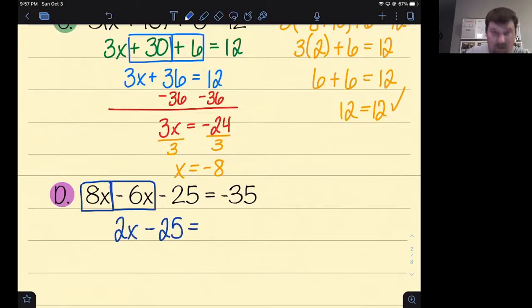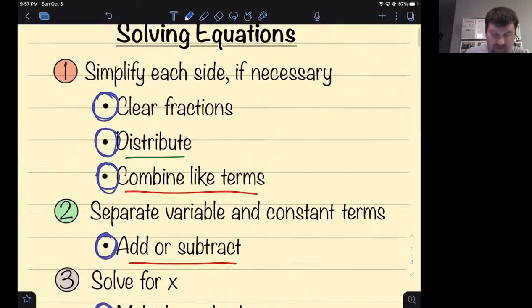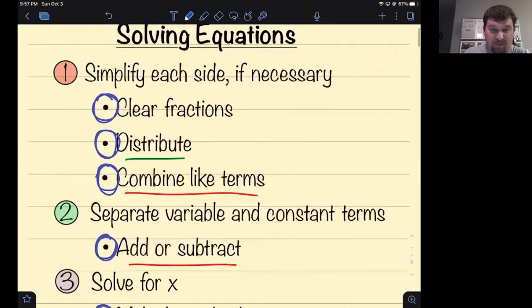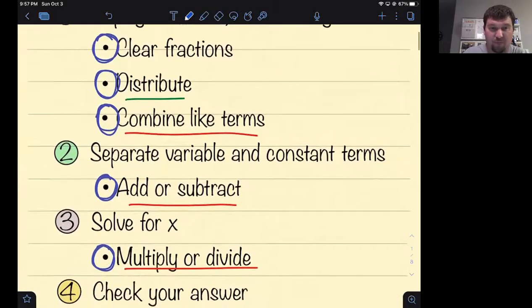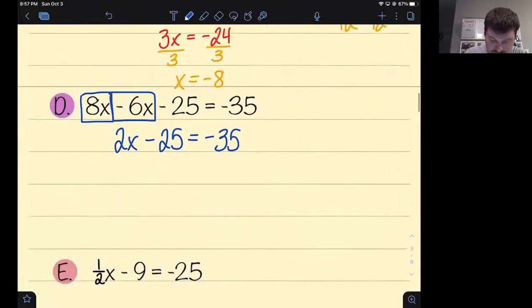There's nothing for me to combine the -25 with, so I'm going to copy the -25 down. Now that I've simplified, which is always step 1, is simplify. Now I'm going to separate. That's step 2. So simplify, separate, solve. Those are your 3 steps, and then checking is your 4th one. Simplify, separate, and solve. So I've simplified.